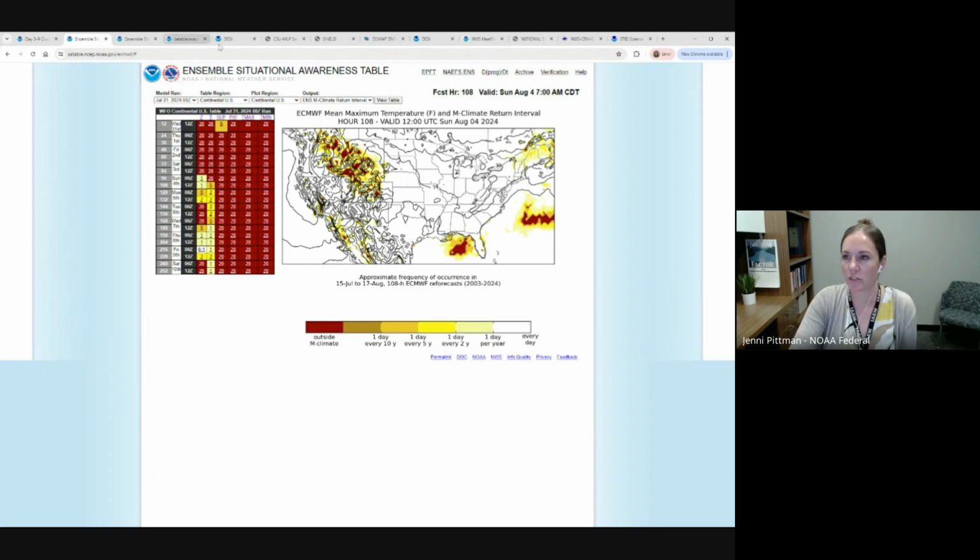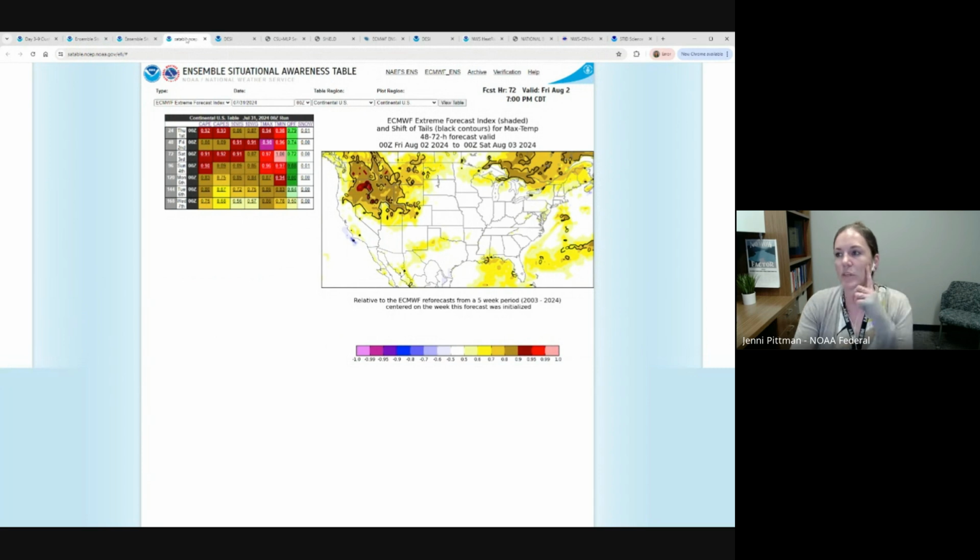All right, so let's jump to EFI. This is the extreme forecast index from the ECMWF. And the other thing that's plotted on here is the shift of tails. So for those things that are falling outside the model climatology, like we saw in our previous graphic, how extreme are those things? We're looking at similar information here. Does this fall within the model climatology within those ECMWF reforecasts? But then you also have that shift of tails to give you some information about those extremes and how extreme they might be. So we're looking at the West, we're looking at Saturday.